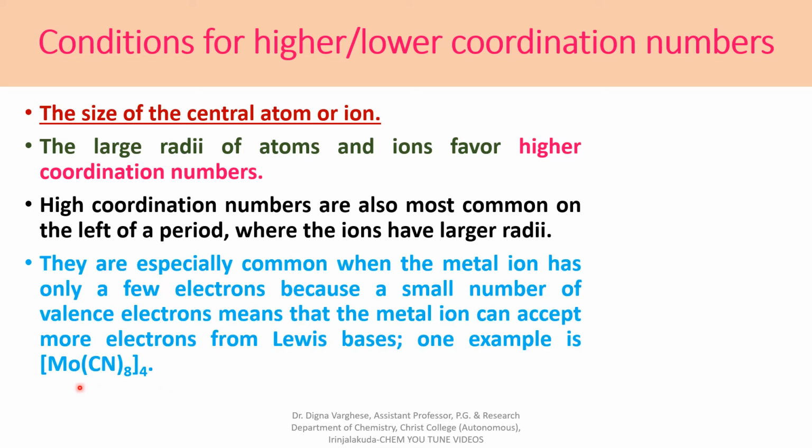You can see from the example Mo(CN)8 4-. Here the molybdenum atom has the coordination number 8. So these types of higher coordination numbers are especially common when the metal ion has only a few electrons. Because a small number of valence electrons means that the metal ion can accept more electrons from the Lewis base. Here the Lewis base is cyanide ion. So 8 Lewis bases can donate electrons to the central molybdenum atom.